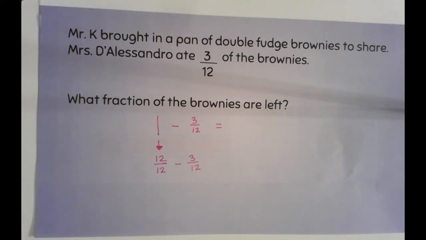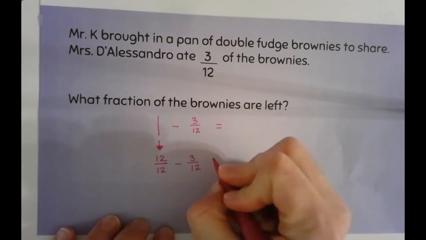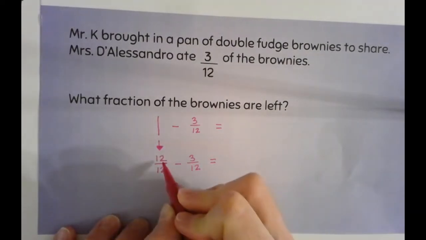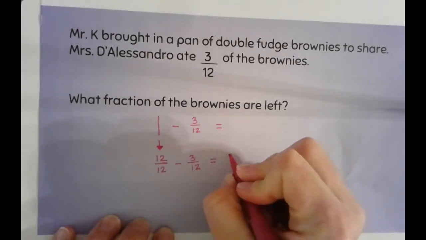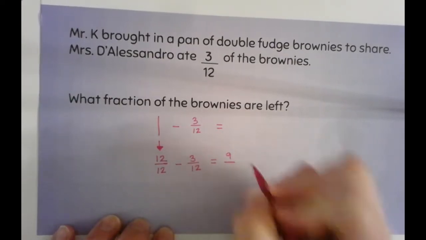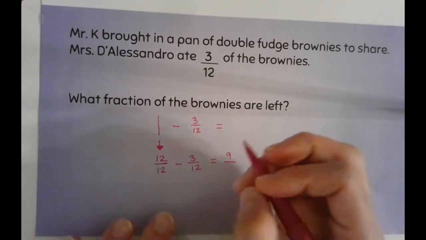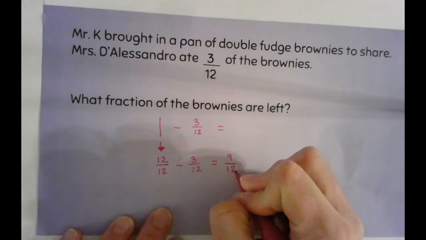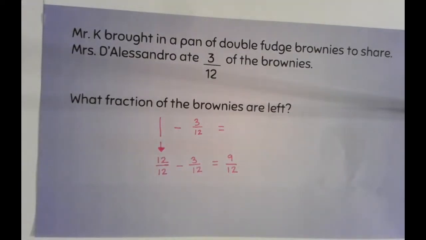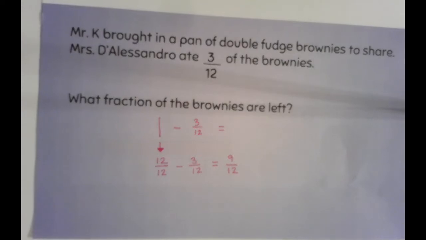Okay, so that would be 12 minus 3, which is 9. And just like when we add fractions together, when we subtract fractions, we don't do anything to the denominators. We keep them the same. So our 12 stays on the bottom because we're not changing the total number of parts that are in the whole.